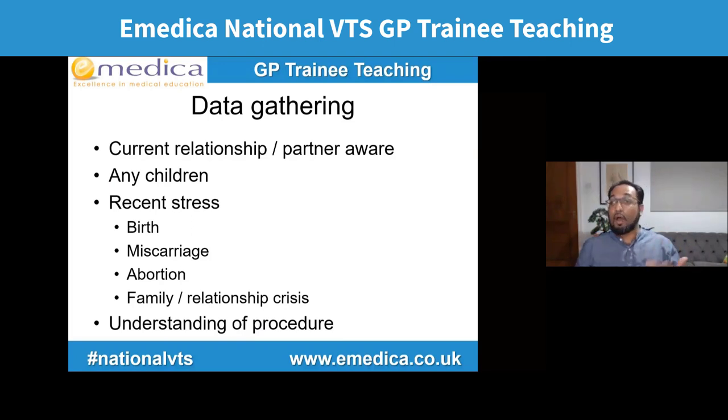Okay. So, ask about those things. Any recent stress, like a recent birth, any history of miscarriage in the past, were there any terminations in the past, issues in the family, any relationship crises? Understanding of their procedure: what do they know about this? What's their understanding of it? But also clarifying, what do they mean by the SNP? They might mean different things, right? So it's good that people try to clarify that.